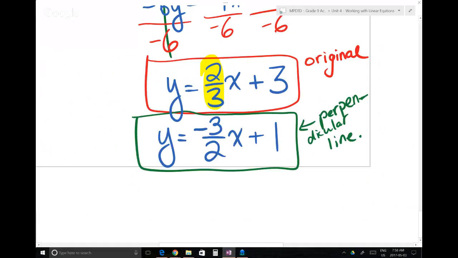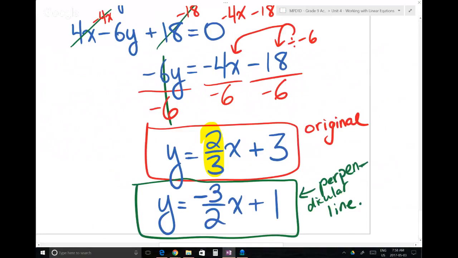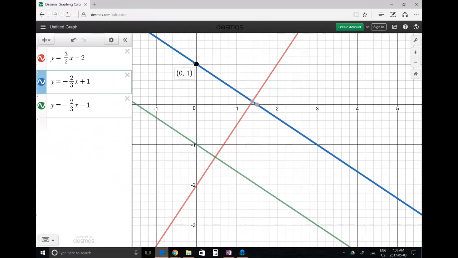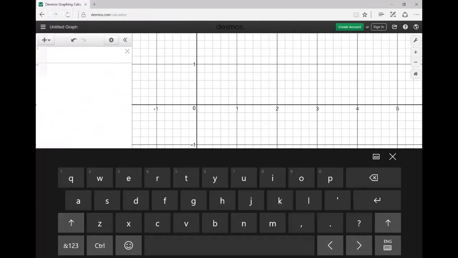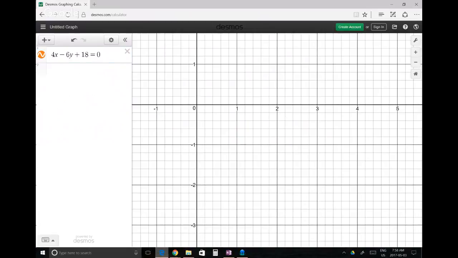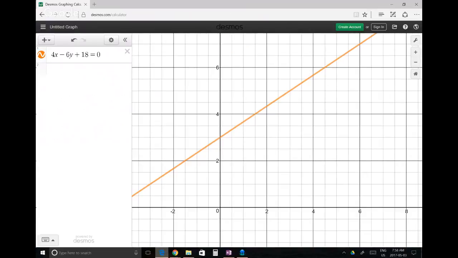And before I sign off, let's just go into Desmos and see. Let's make sure that I did this right, and this line is in fact perpendicular to the other. I'm going to write the original equation in, just so that if I screwed up my algebra, we'll see it. So 4x minus 6y plus 18 equals 0. And that is my original line.